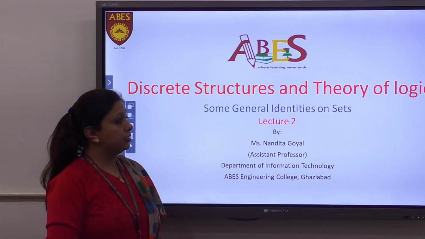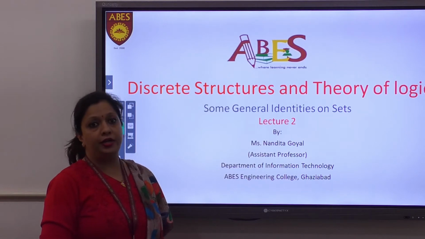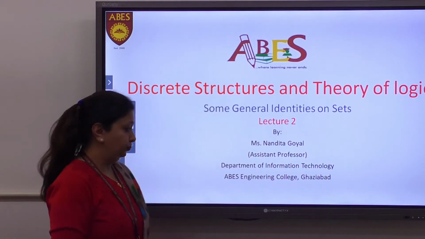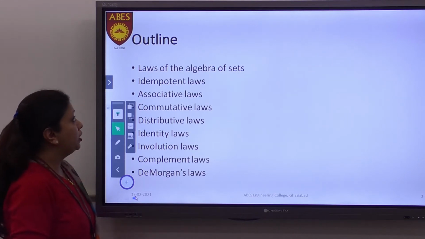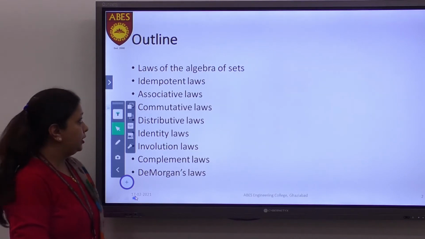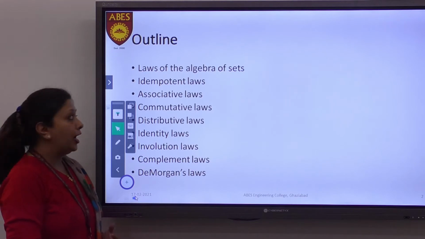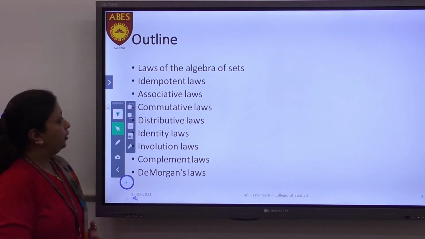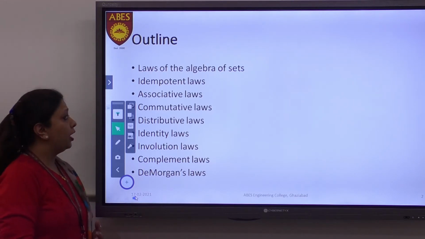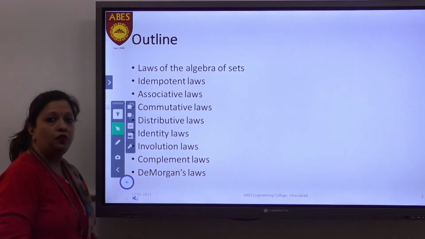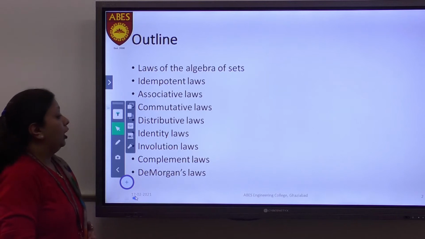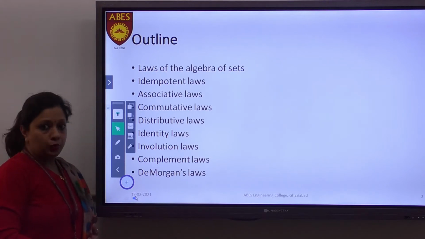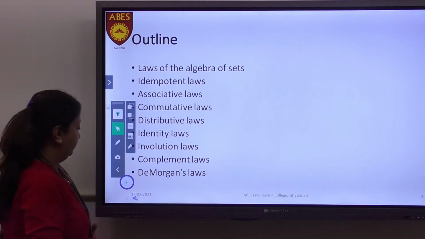Today I am going to discuss the topic some general identities which apply on sets. So, in today's lecture we will be discussing various laws which can be applied on sets. The first one is going to be idempotent law, associative laws, then we will be discussing commutative laws, distributive laws, identity laws, involution laws, complement laws, and at last we will be discussing De Morgan's laws.